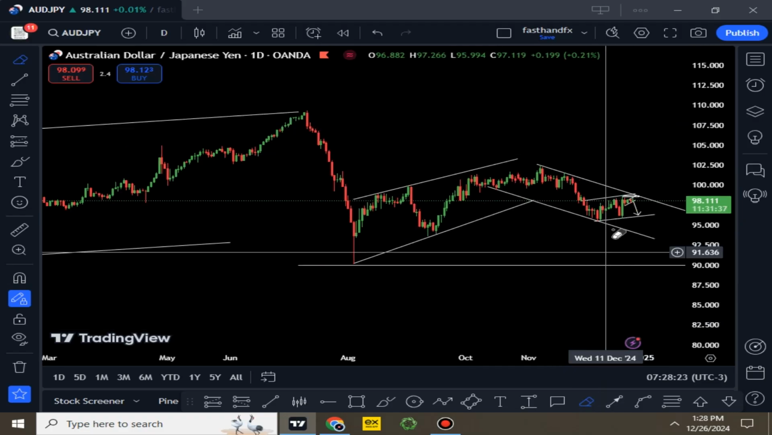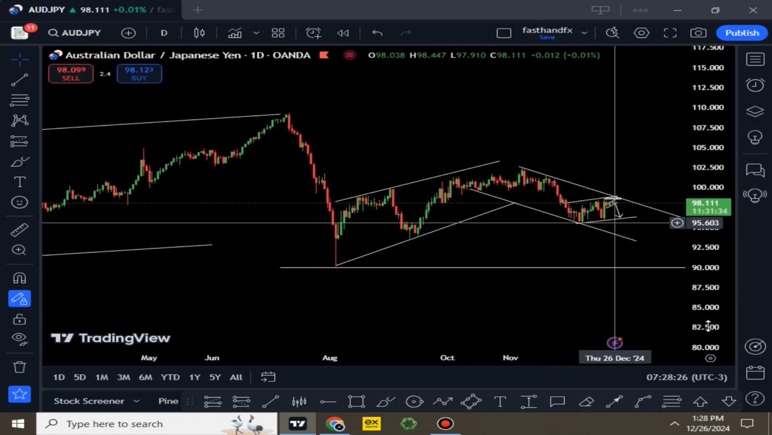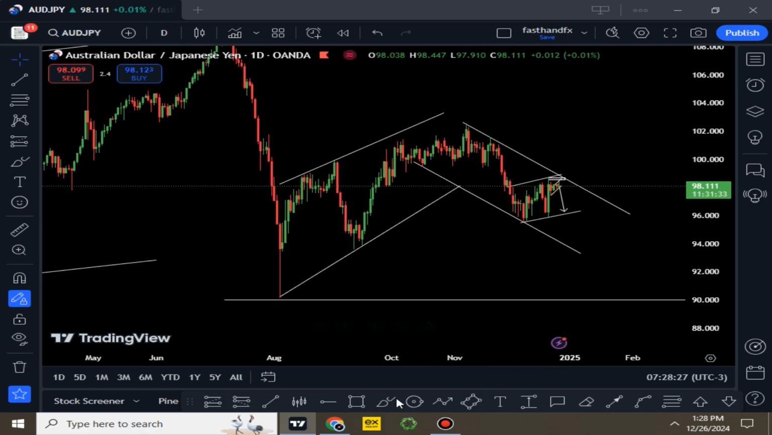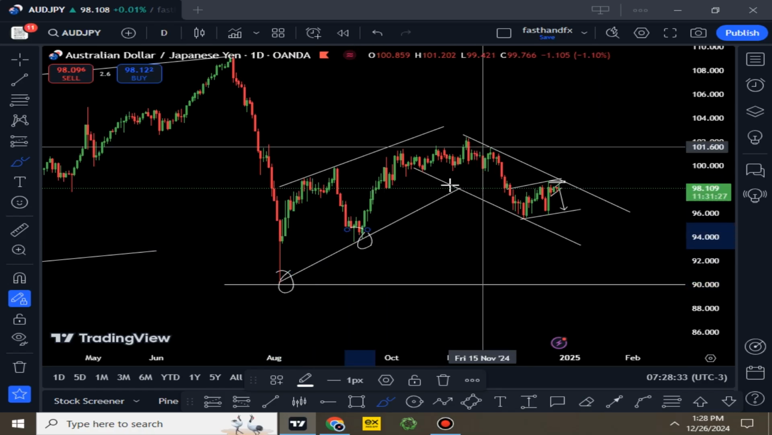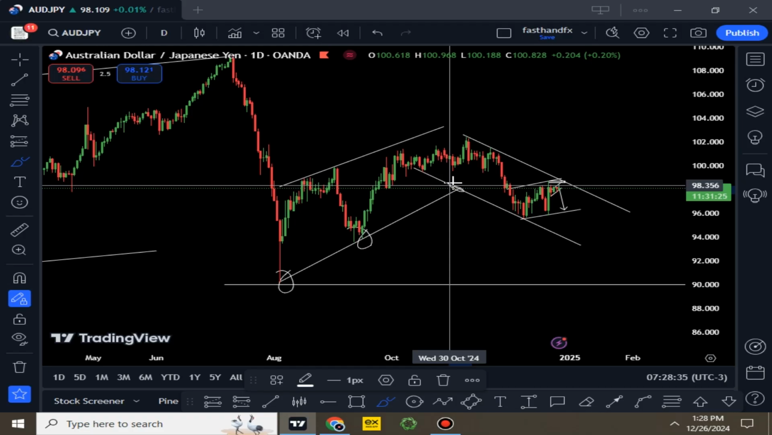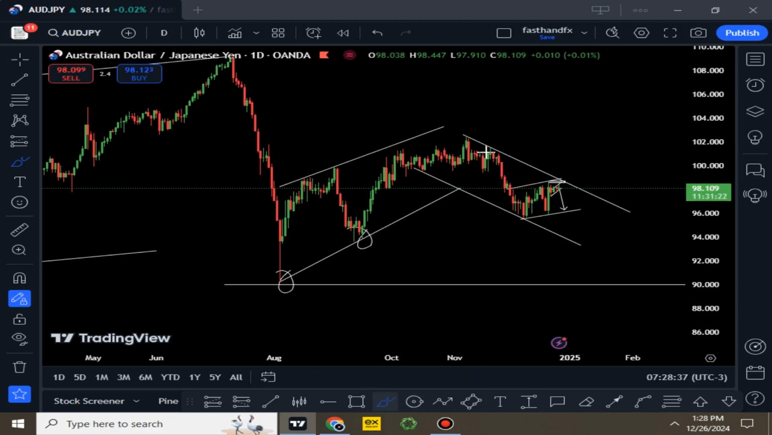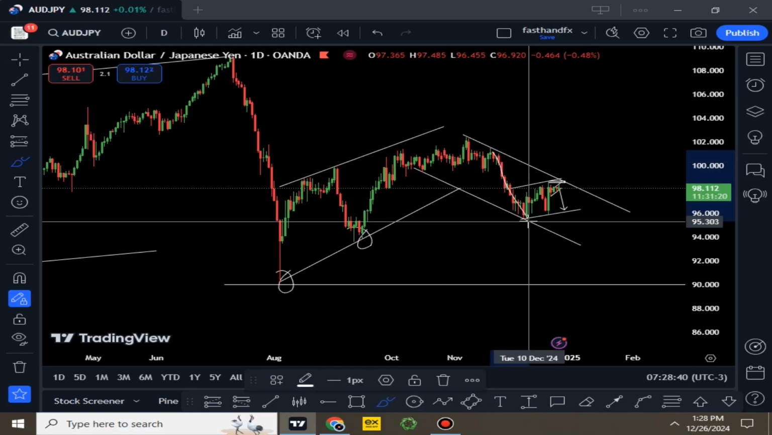Correct. Should I remove my drawings? No, let me just start. Over here, this was my understanding. We had a touch, a second touch, and of course the market never gave us that third touch. What did the market do? The market just dropped, right?